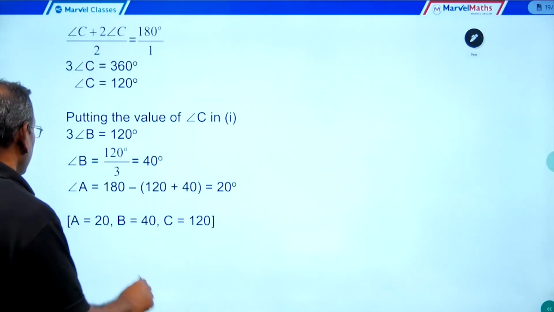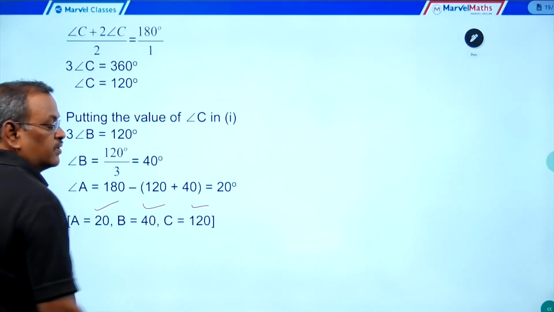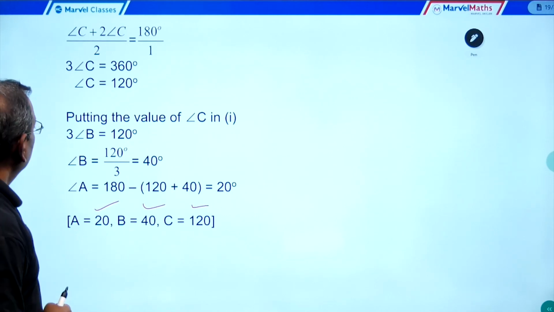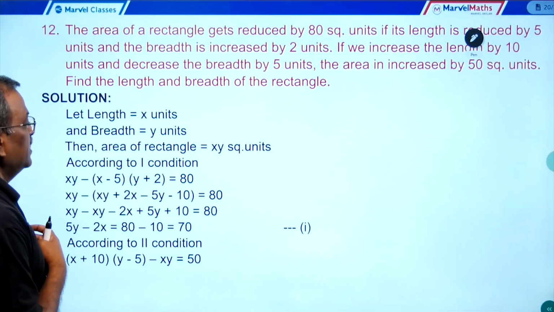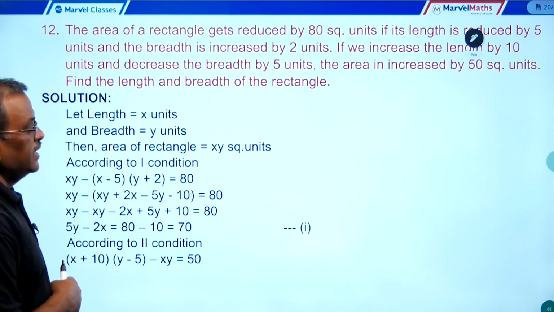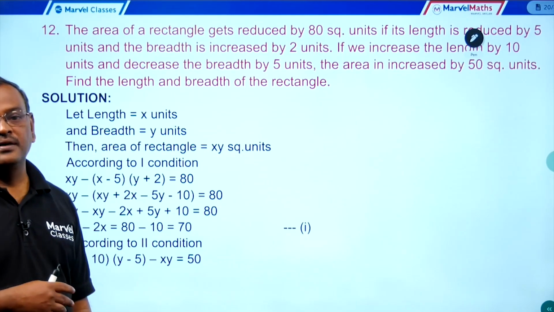See here, A equal to 20, B equal to 40, C equal to 120. So 2 angles over, 3 angles over. Now next question, another very important type. There are 2 different problems like this. First is an area related problem related with geometry.